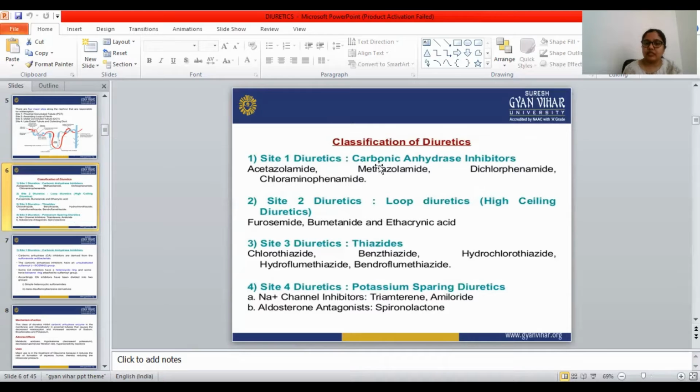So we will discuss the carbonic anhydrase inhibitors and the loop diuretics here, as today's topic. In the carbonic anhydrase inhibitors, we will see how to synthesize acetazolamide, the mechanism of action, and the SAR of the carbonic anhydrase inhibitors, as well as the loop diuretics, in today's class.